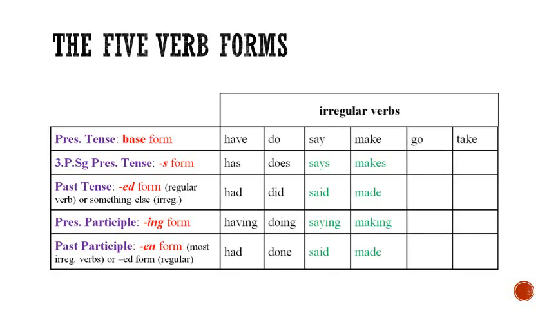So here we have the forms for make, and at first glance this might look like a regular verb, but then you realize that the past tense, if it was regular, would be maked, M-A-K-E-D, but instead it's made. But beyond that, we do have the same form for the past participle and the past tense, but it's irregular because it's not make, makes, maked. It's made.